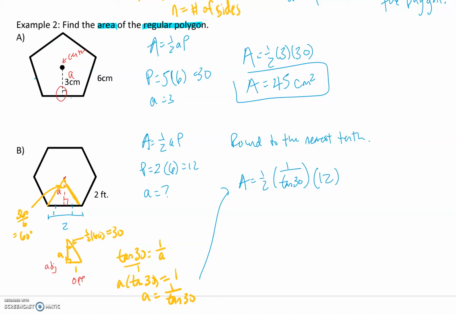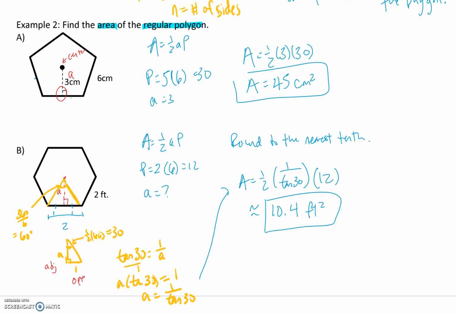Okay, so if your calculator can do this all in one go, go ahead and put it into your calculator. If not, do it one at a time. I might start with 1 divided by tangent 30 to get that out of the way, then times 12, and then times 1/2. Remember, your calculator needs to be in degrees, otherwise you're going to get the wrong value for tangent 30. So if I put that all into my calculator, rounding to the nearest 10th, I'm getting 10.4, don't forget your units, square feet.